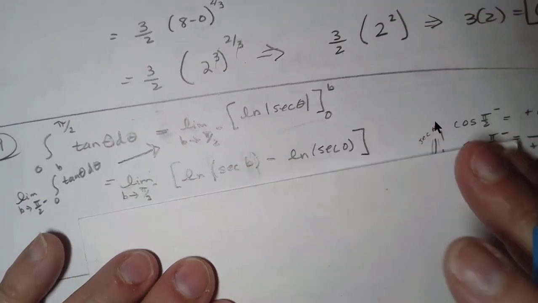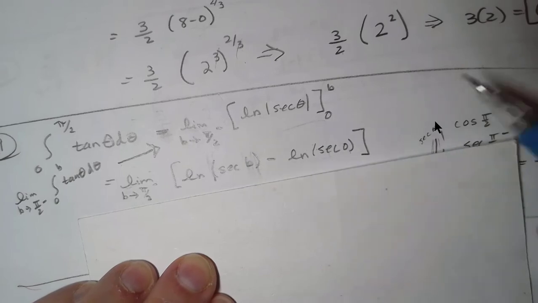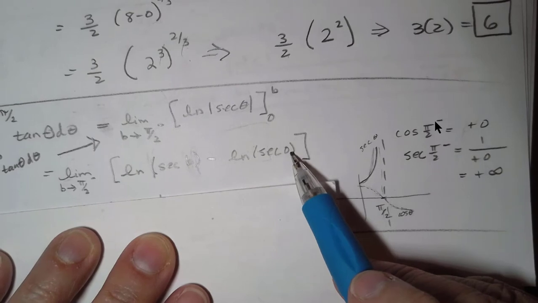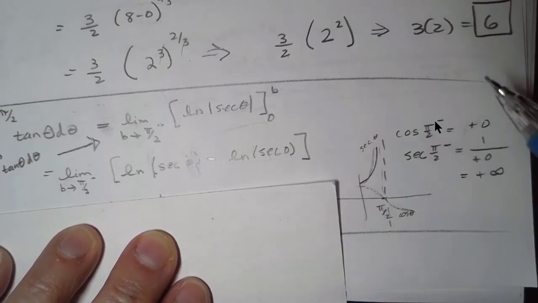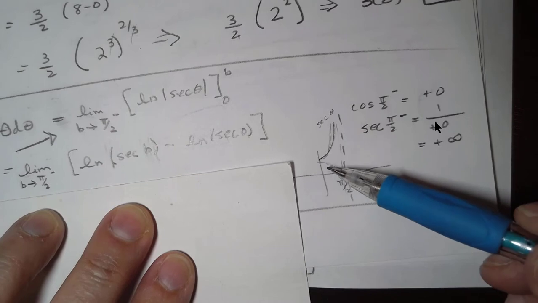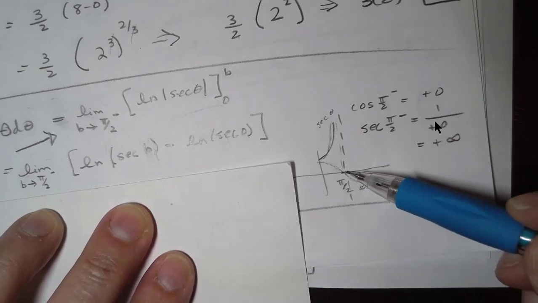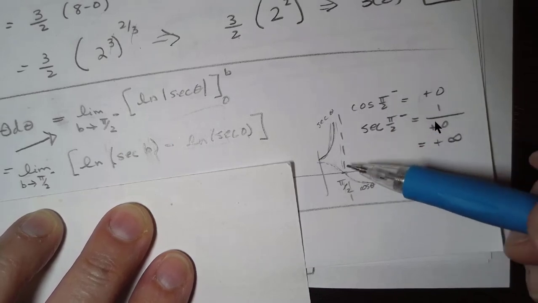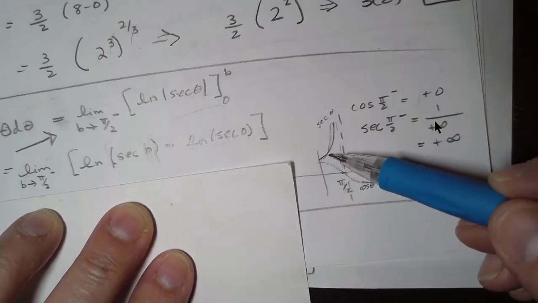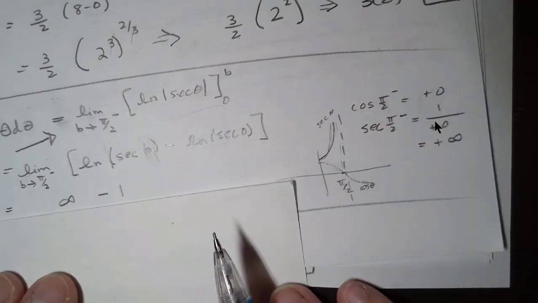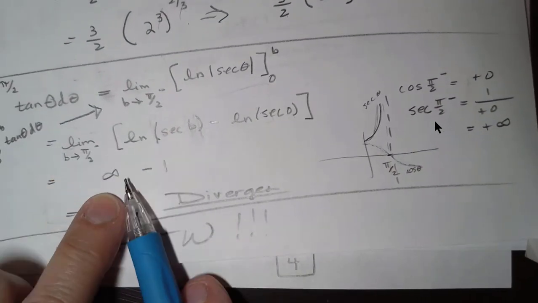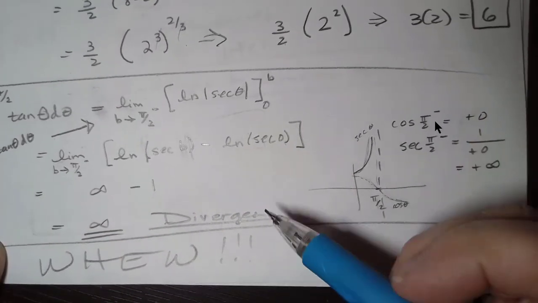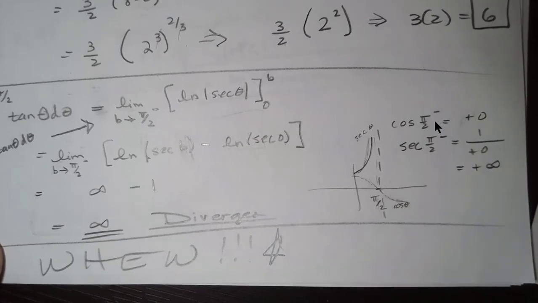And we're going to evaluate, substitute our b in, substitute our 0 in. Now, just a reminder what's going on here, right? We know secant of 0 is 1 because cosine of 0 is 1 and secant's reciprocal. If we just look at a little graph of cosine, we know cosine looks like this. Where cosine is 0, on secant we will have a vertical asymptote. So as we approach pi over 2 from the left on the secant graph, we're going towards infinity. So this becomes infinity minus 1, so it's infinite, so we diverge. And I have a big whoo after all of that.